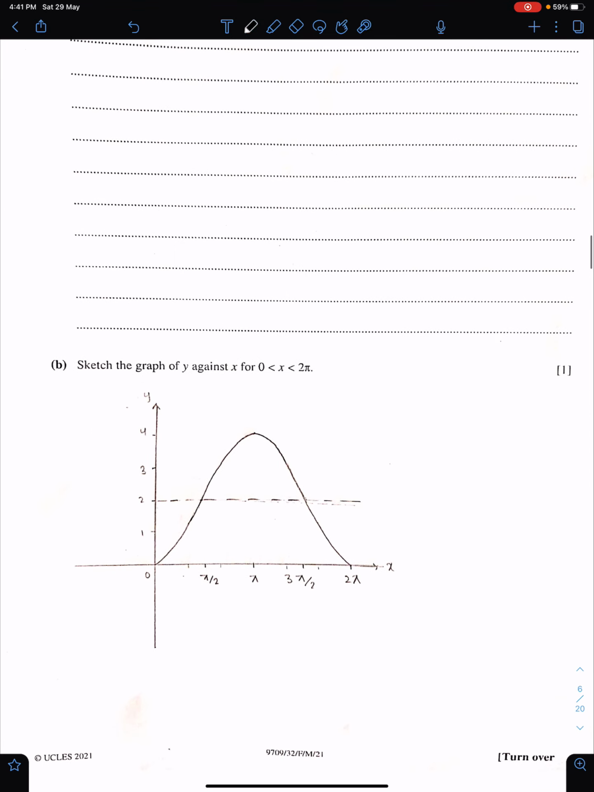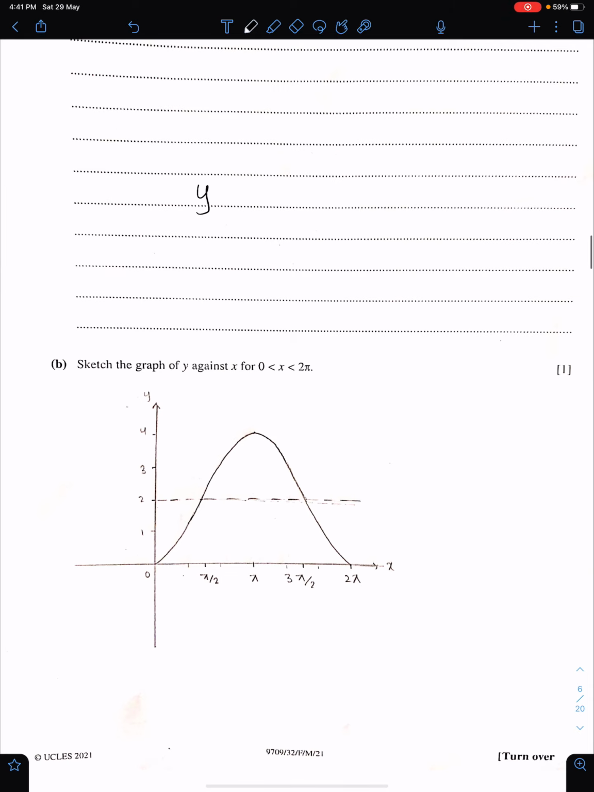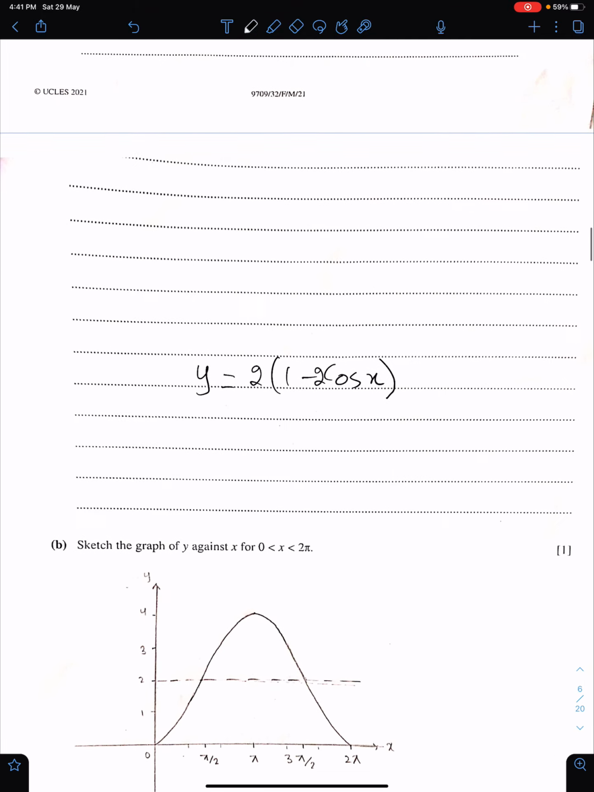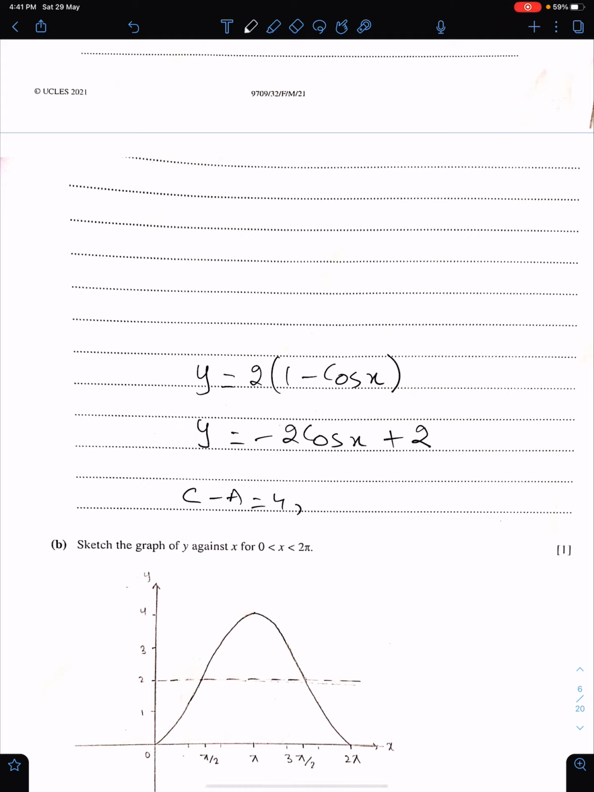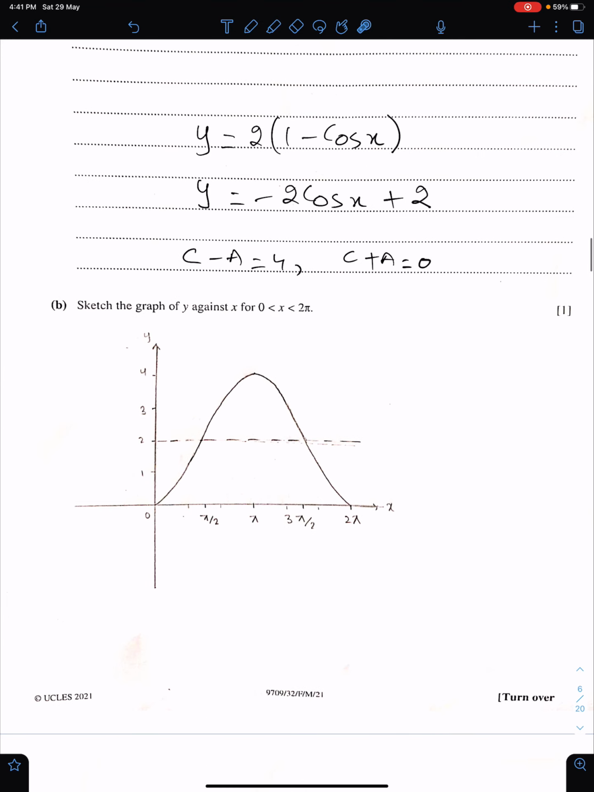The last part of this question, we need to sketch this function 2(1 minus cos x). Let me check the equation. When you simplify this equation, you will get this thing, minus 2 cos x plus 2. So c minus a is 4, whereas c plus a is 0. So this is the required sketch.